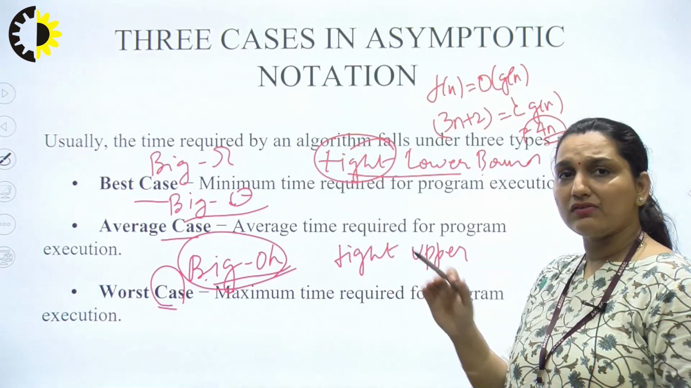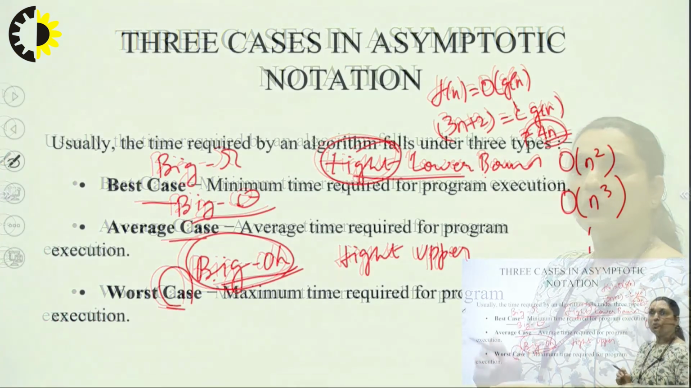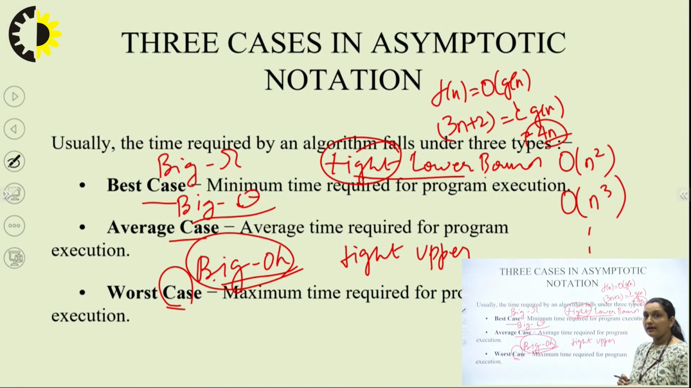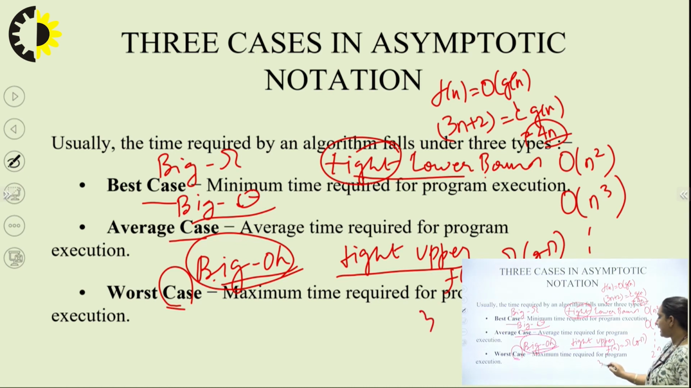Tight means the tightest bound, the nearest one. The nearby of n is n square, not n cube, n to the power 4, or 2 to the power n. These are not tighter. Tightest means the one that is nearby. In the case of the upper bound, if f(n) is to be of g(n), in the previous case 3n plus 2, we take n. The tight lower bound has to be the tightest, not like log n.